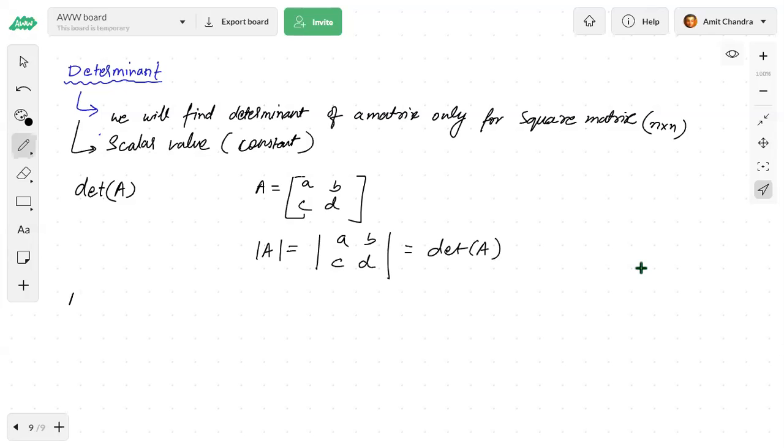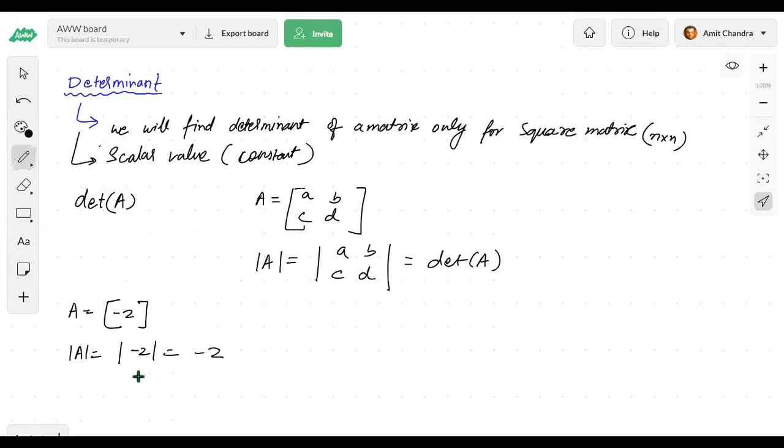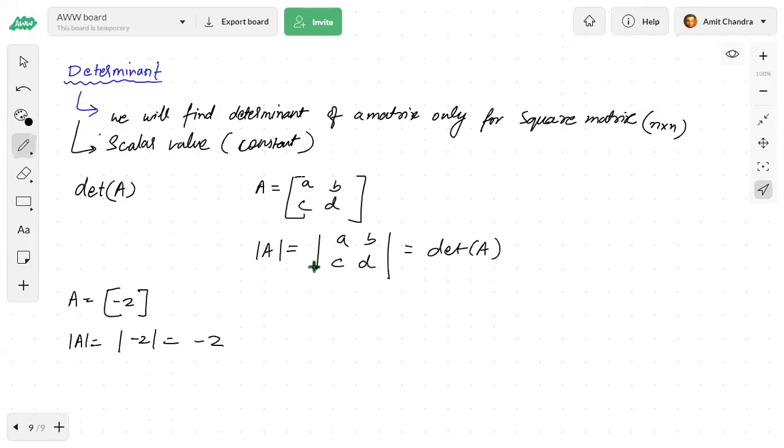Suppose matrix A is a 1 cross 1 matrix, say -2. If I find the determinant of A, it will be -2. This is the sign of a determinant, not a modulus, though it is represented in a similar manner. Don't think that this is the modulus sign. Everybody understood this?